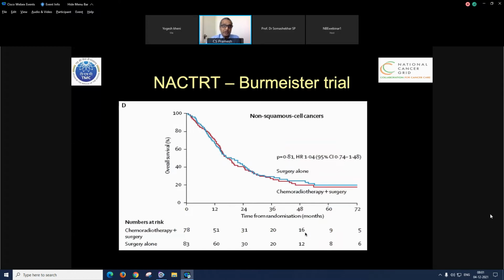Similarly, there were studies done on neoadjuvant chemoradiation. Again, the first few studies were negative. This was the largest study done at that time, the Pramesh study coming out of Australia, which showed that there was no difference in outcomes between chemoradiation followed by surgery and surgery alone.